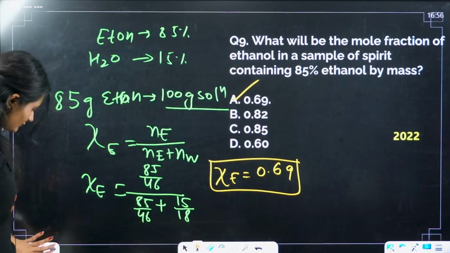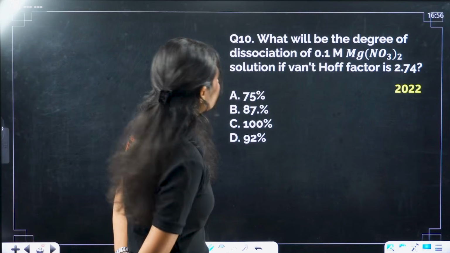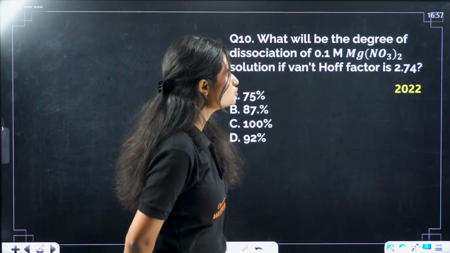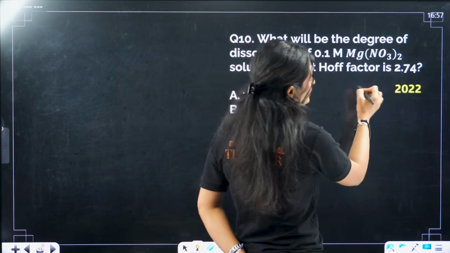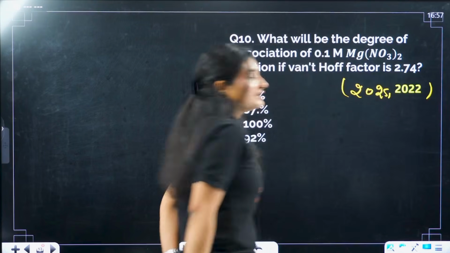Next question. What will be the degree of dissociation of this much M solution if the Van 't Hoff factor is 2.74? A similar question was asked in 2025 also. Now let's solve this question.